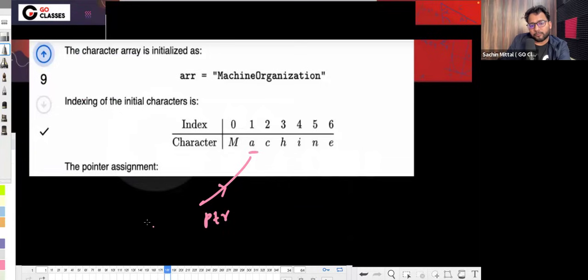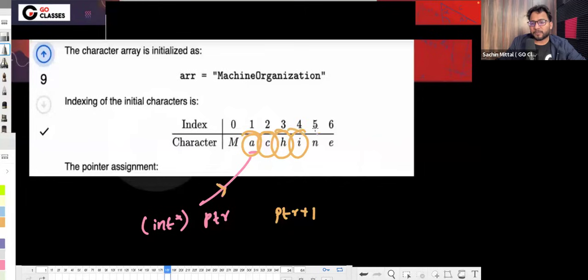But now they are saying that we are making this an integer pointer. The moment you make this an integer pointer, what will happen? If you do PTR plus 1, it will jump 4 bytes. Initially, if it is a character pointer, then PTR plus 0 is this, PTR plus 1 is this, PTR plus 2 is this, PTR plus 3 is this, PTR plus 4 is this, right? But here, if it is an integer pointer, PTR plus 1 means it will jump 4 bytes, so it will directly jump to n.